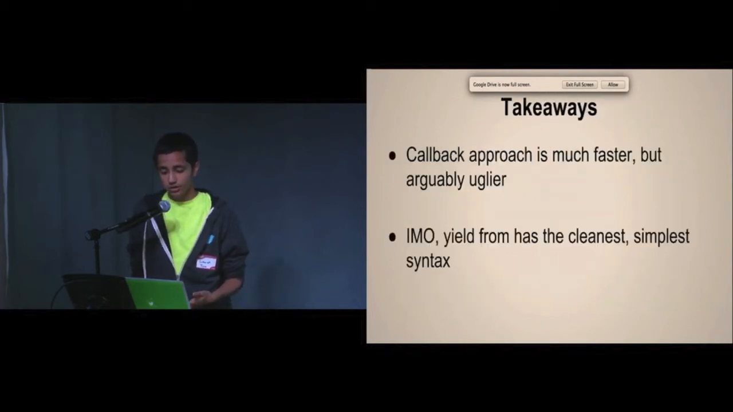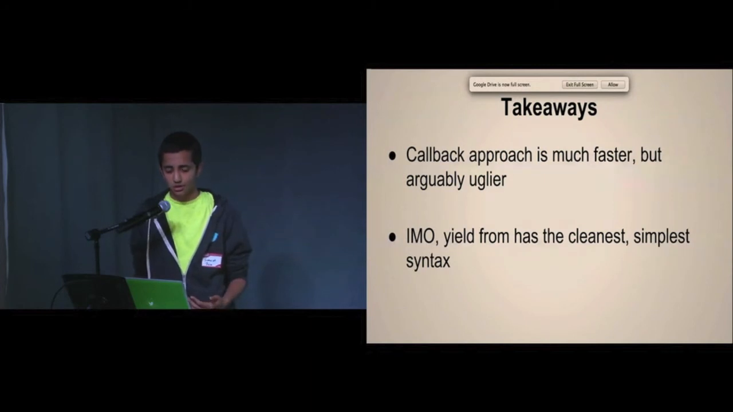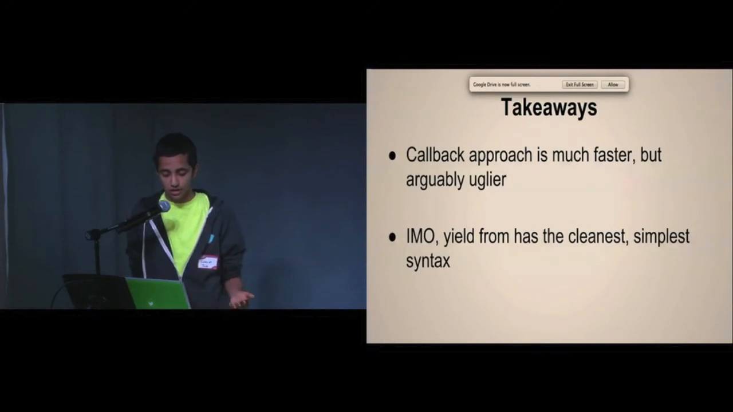From doing these tests, the main takeaway I found was that the callback approach was faster performance-wise, but code-wise, it was a tiny bit uglier. You first have to define these callbacks and pass them in. Suppose you want 14 different callbacks, you have all these things, and it just obfuscates the code, in my opinion. While yield from has the cleanest and simplest syntax, it's just a simple for loop, and then you do whatever.